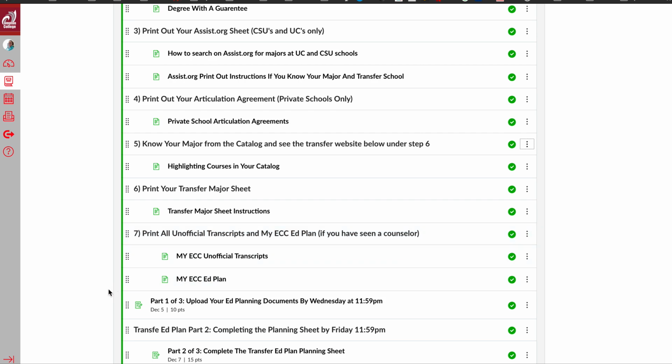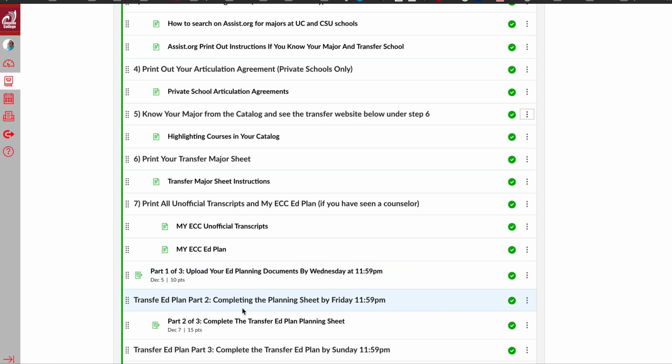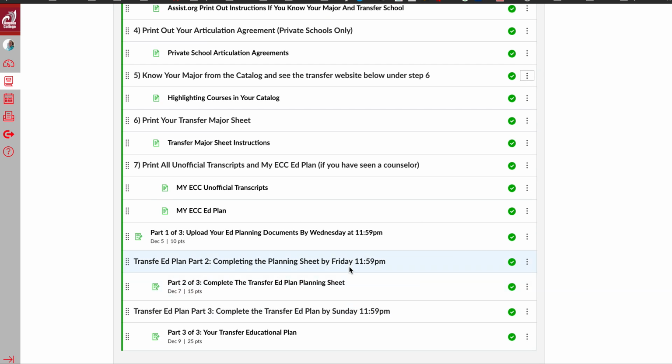So the information gathering piece is a little tedious, but that is all due by Wednesday, so I can go over it with you and then give you a little bit of feedback so that you can do part 2, the planning sheet, by Friday. And then after I give you feedback on the Friday piece, you can do step 3, the transfer education sheet.